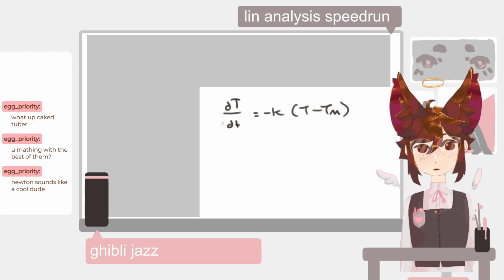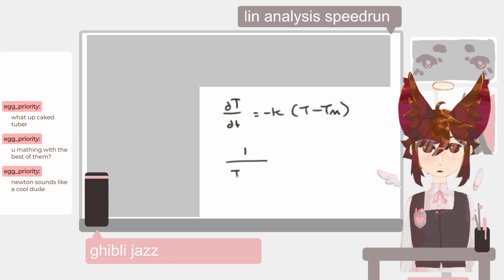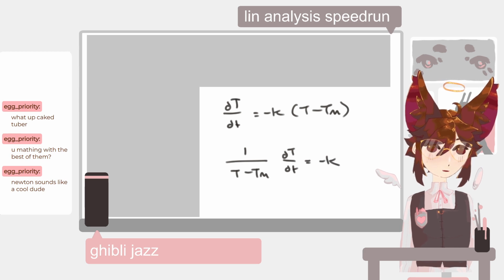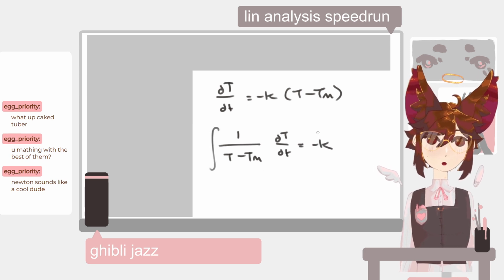So we're gonna divide by this. So we'll do 1 over (T minus Tm) dT equals negative k dt. Now we can integrate. So we're gonna integrate both sides.